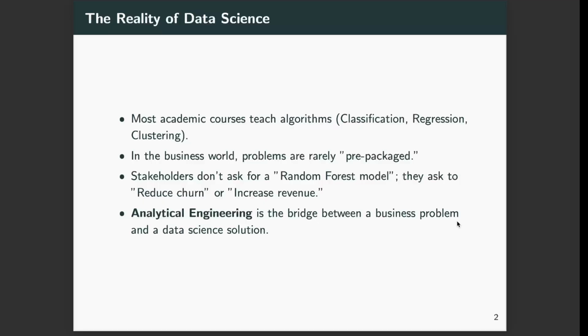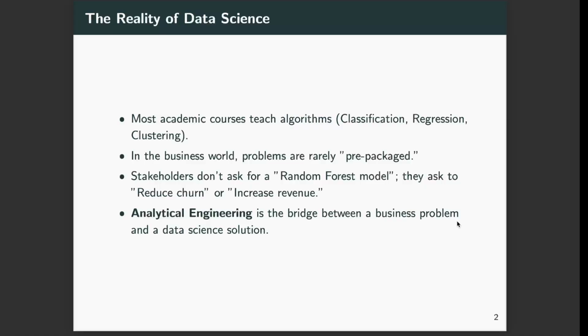I want to start with a very honest observation about what it is really like to do data science in a business setting. Most academic courses, including the first 10 weeks of this course, teach you algorithms. We teach you classification. We teach you regression. We teach you clustering. These are extremely valuable, but they represent only one part of the actual job.